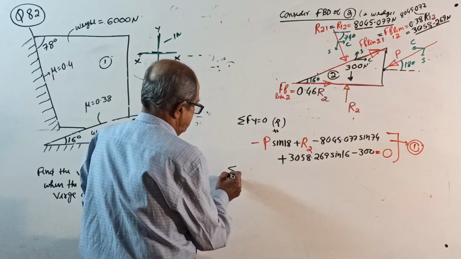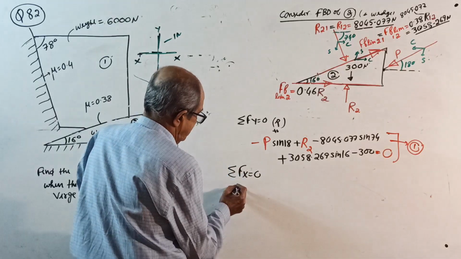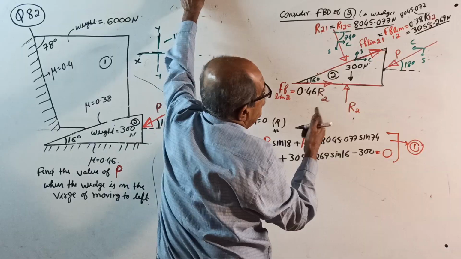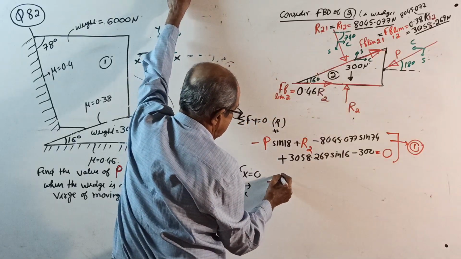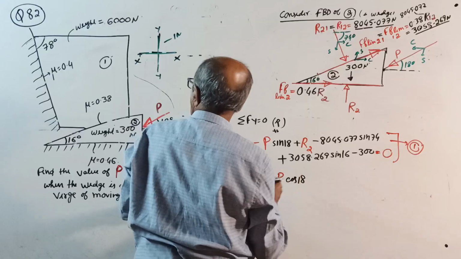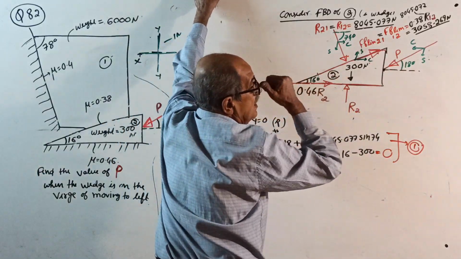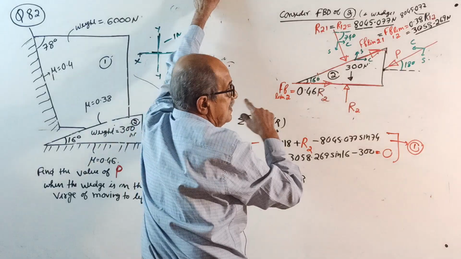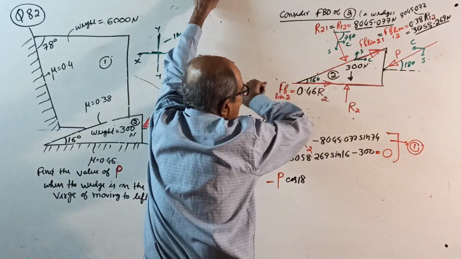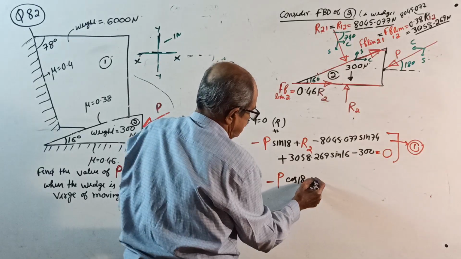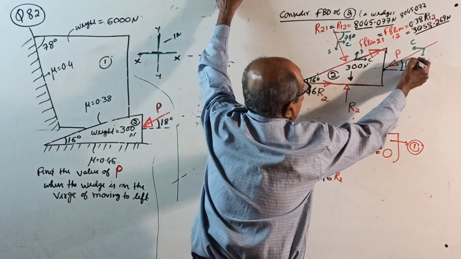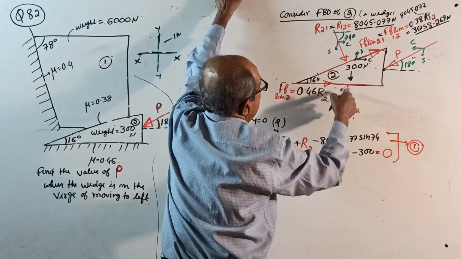Then sigma Fx equals 0, take right side positive. Minus P cos 18. Last time the question was this way. Minus P cos 18. Plus 0.46 R2. This is over, this is over, this is not there. This is also not there.